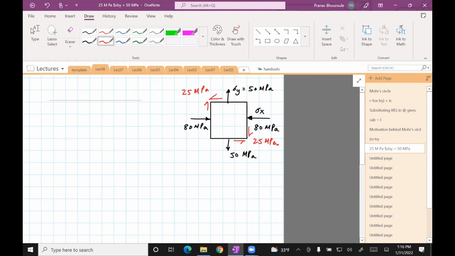Are we given the directions of tau and sigma? Yes, you will be given those things.